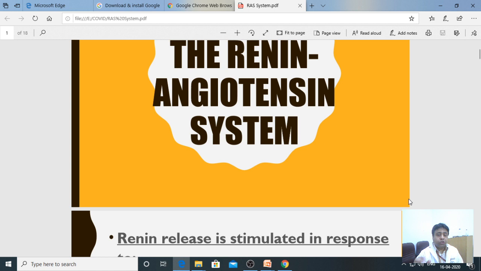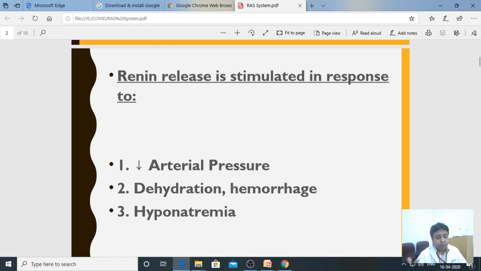So what is renin? It's a kind of hormone, definitely, because it is produced by the kidneys, and it has the capacity to bind to the renin receptor. So there are renin receptors. So it's a kind of legitimate hormone.